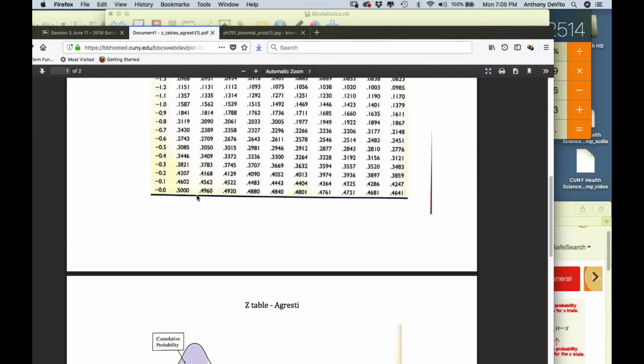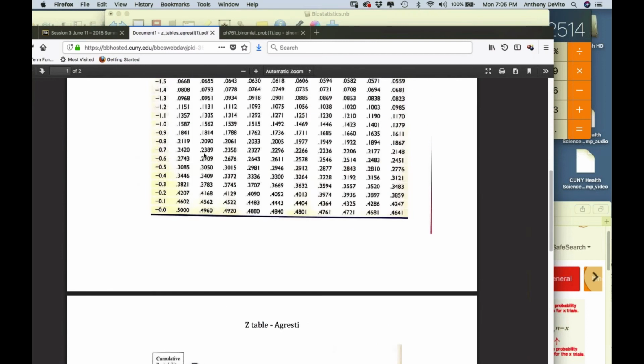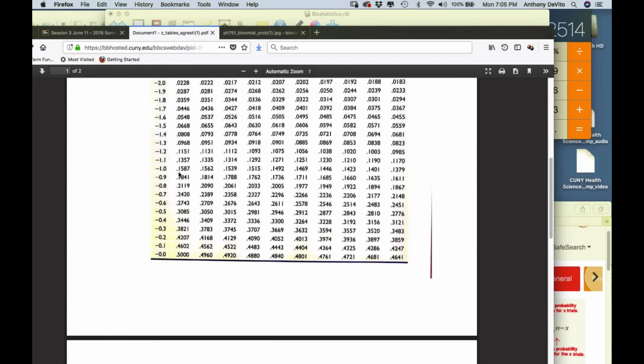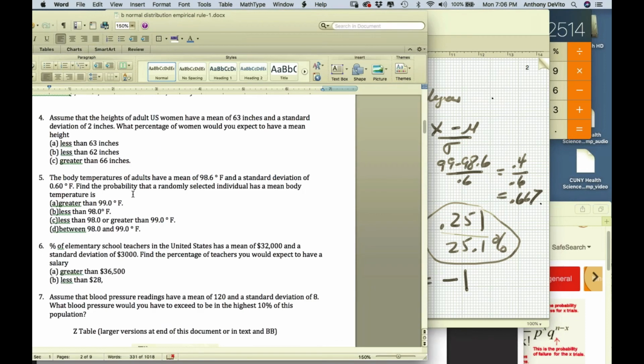So use -1; you don't want to use positive 1 because that's all the way over here. 98 is down here to the left of the mean. So negative 1.00 is 0.1587. So this area is 0.1587. And that is actually the area that we're looking for, isn't it? It asks us what's the probability of someone having a temperature less than that value.